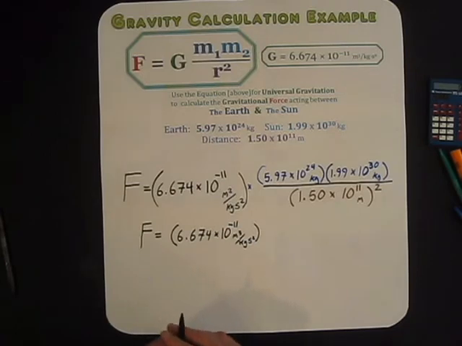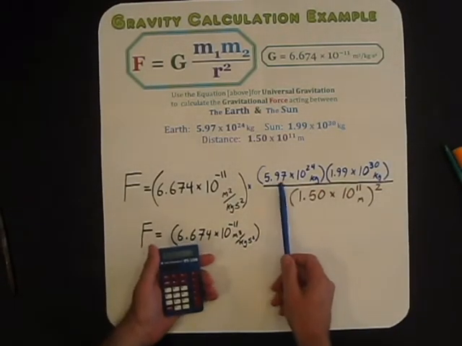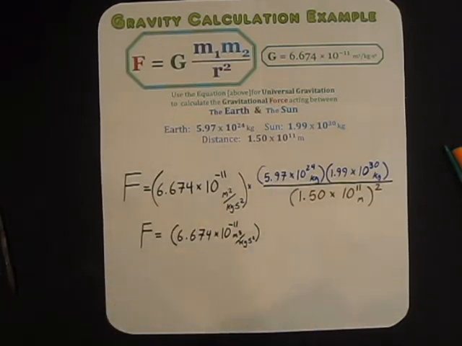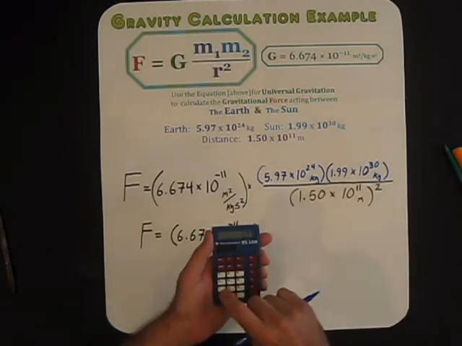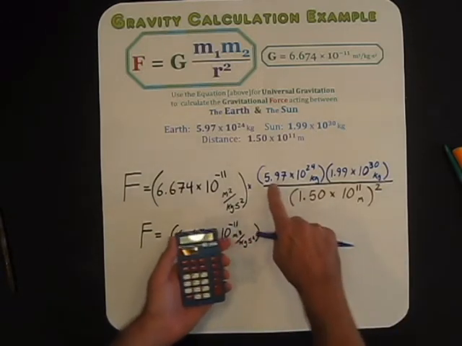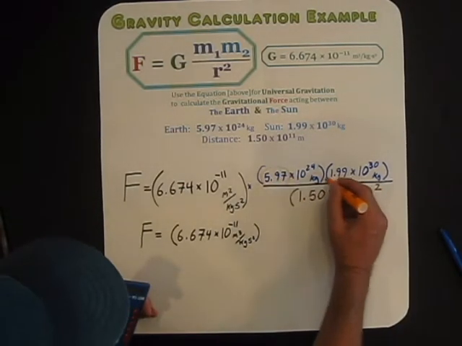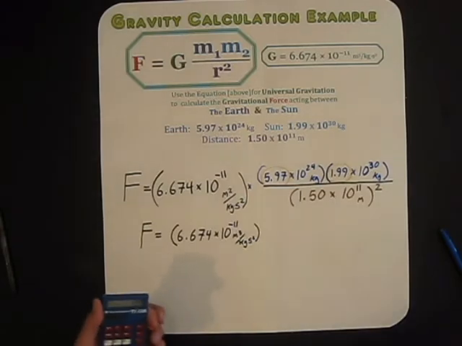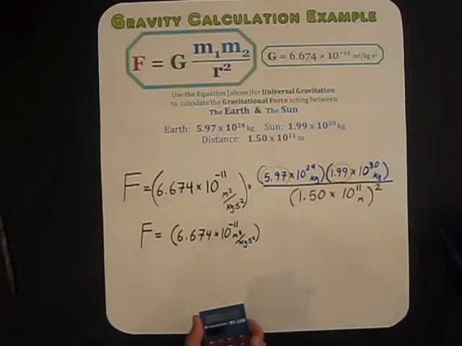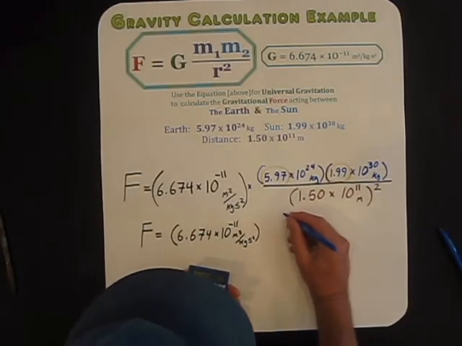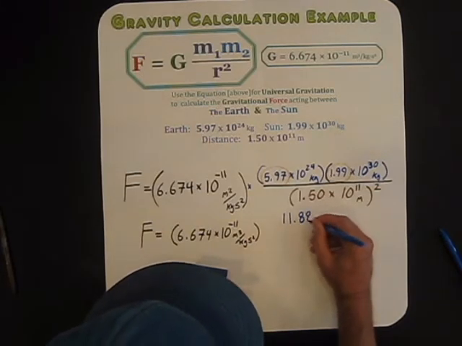Okay. Now, to get this numerator to work out, first thing I want to do is multiply 5.97 times 1.99. I'm multiplying these first portions here. Remember, first thing you want to do, multiply those portions together. All right? And what I get from that is 11.88, and I think I'm just going to round it off there.